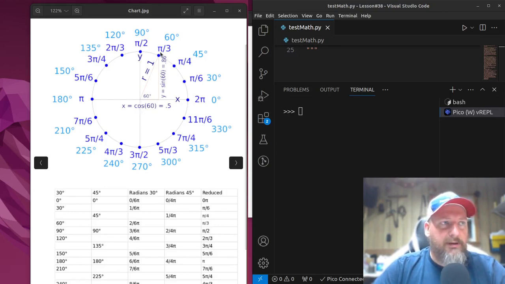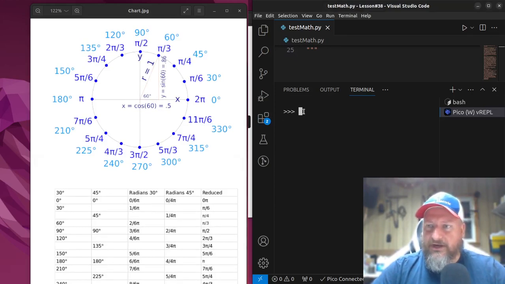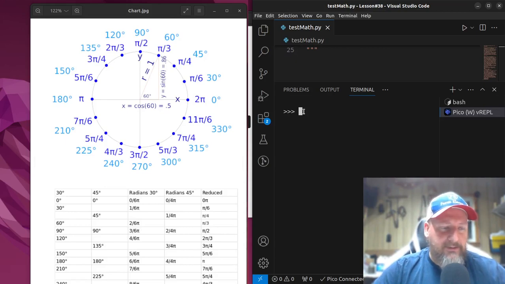Now we want to be able to plot where our x and y coordinates on this arc are. Well, there's a formula that we're going to use to do that, and I'm going to use the Pico W REPL to type into, to help you out. I'm repositioning my notes here so I can see a little bit better.